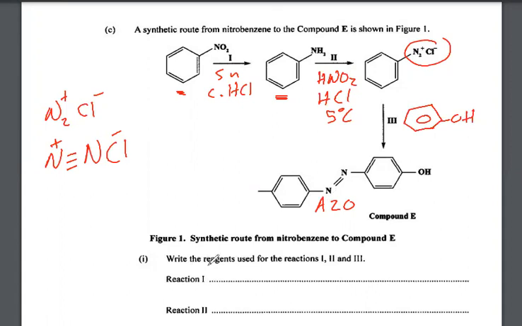It says write the reagents used for the reactions 1, 2, and 3. So we have the reagents. For reaction 1, it is tin and HCl. Reaction 2, we have it there. And for reaction 3, it is phenol. So you can just take a screenshot of the answers so we can move along.